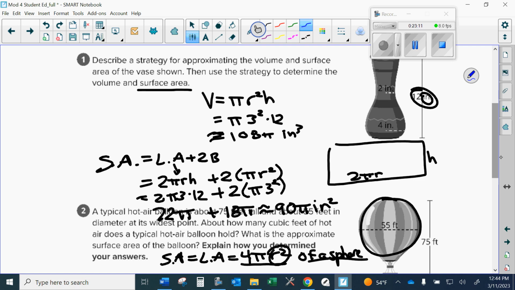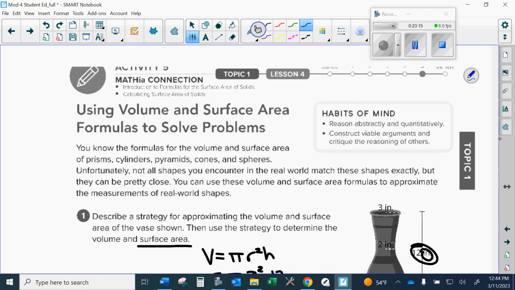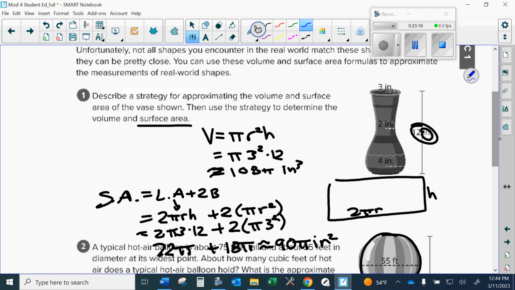Describe a strategy for approximating the volume. The internet's slow, so it's pausing in between and messing things up. That's why it keeps skipping like that, just so you know. You didn't hear me say it earlier. Volume is pi r squared h.